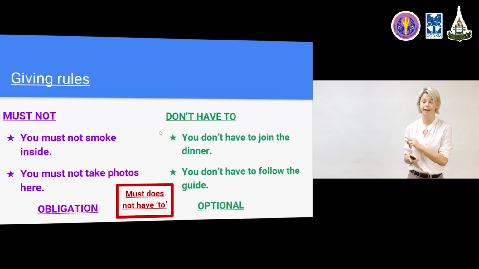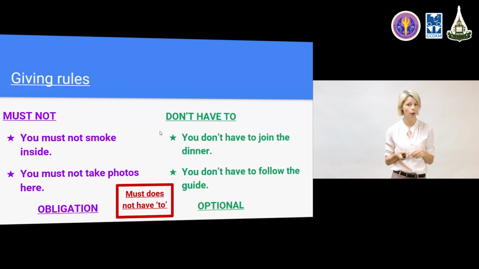The second example, you don't have to follow the guide. This sentence means it's up to you. You can follow the guide if you want to, but you can choose. You can go without the guide. You can go by yourself. You can stay at the hotel, up to you. But it's optional.